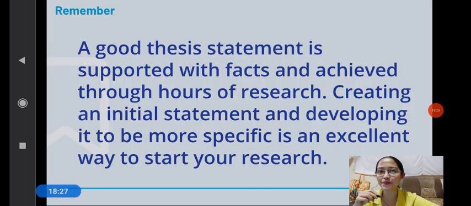Remember, a good thesis statement is supported with facts and achieved through hours of research. Creating an initial statement and developing it to be more specific is an excellent way to start your research. So, again, you have to research thoroughly before you can provide a very clear and very specific thesis statement.